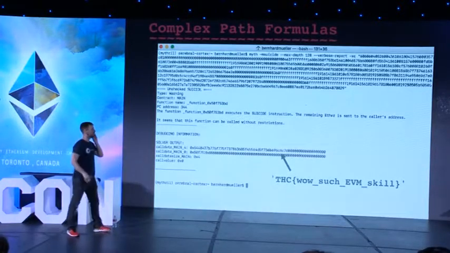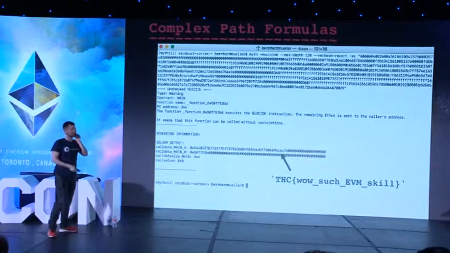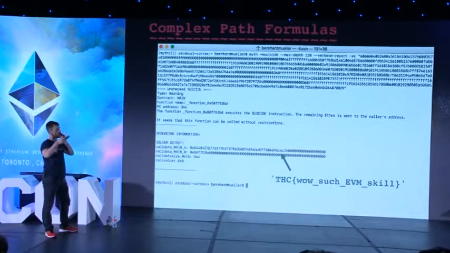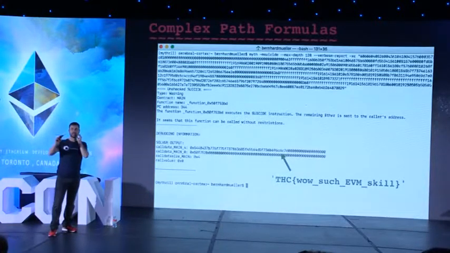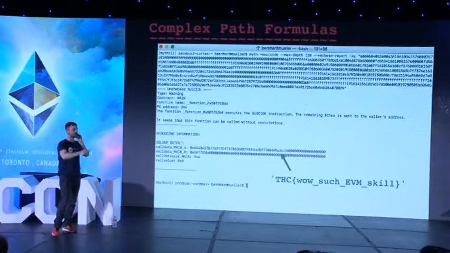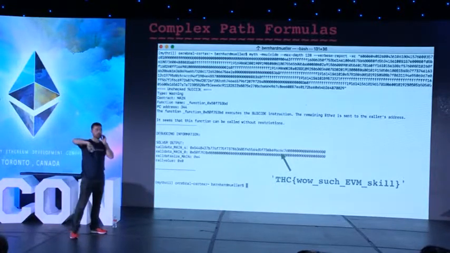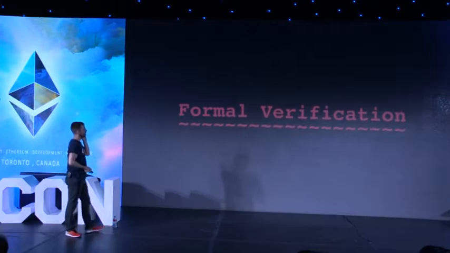Wow, such EVM skill. It just told us that. We didn't even have to really think about it. So to be direct, that's the input that will get you to the suicide opcode, and it just runs a loop all the way through these various gates.